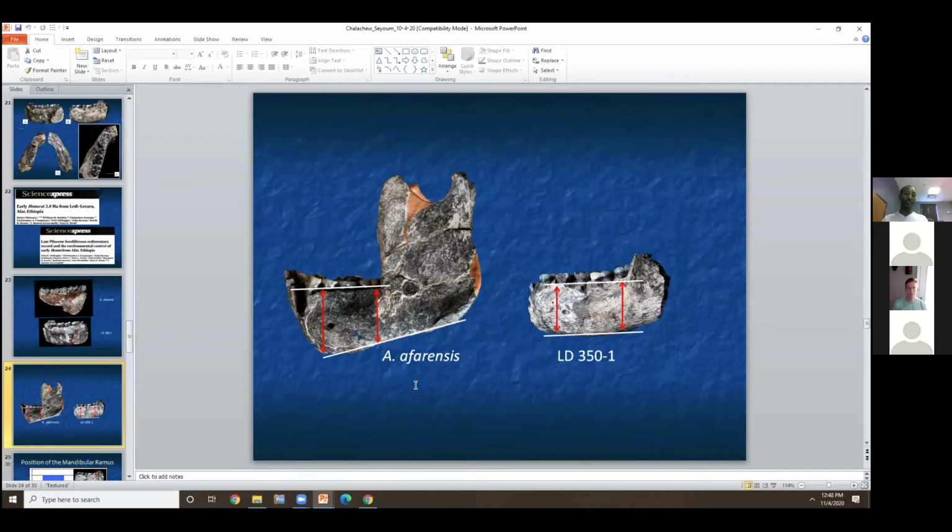And as you can see here, this is the afarensis mandible, but in this parallel, very typical characteristics of later Homo specimens, like Homo erectus, Homo habilis, Homo rudolfensis. So that gives us some idea what it is.